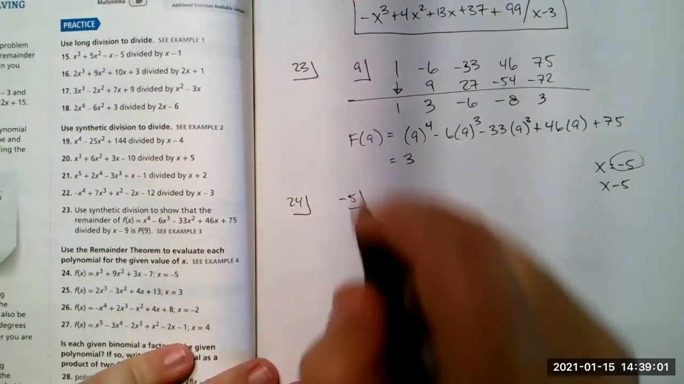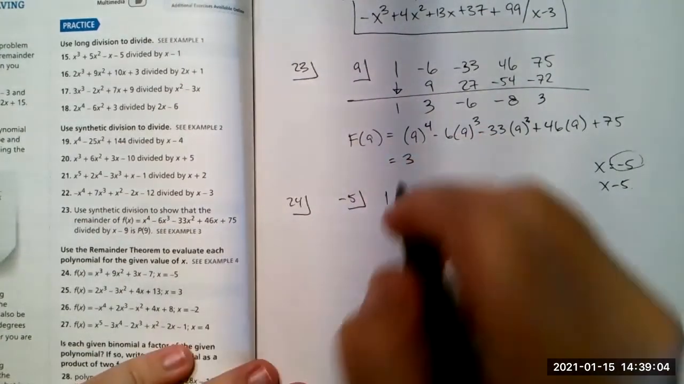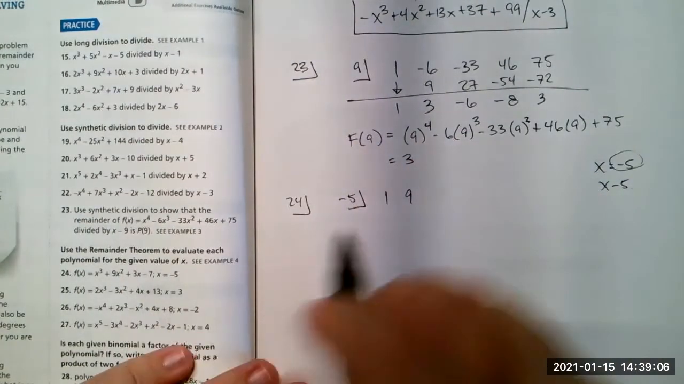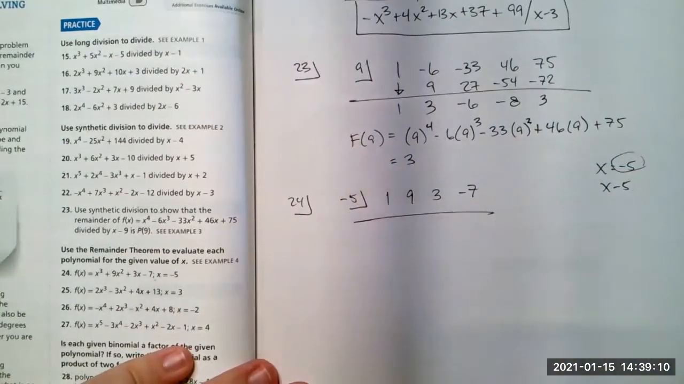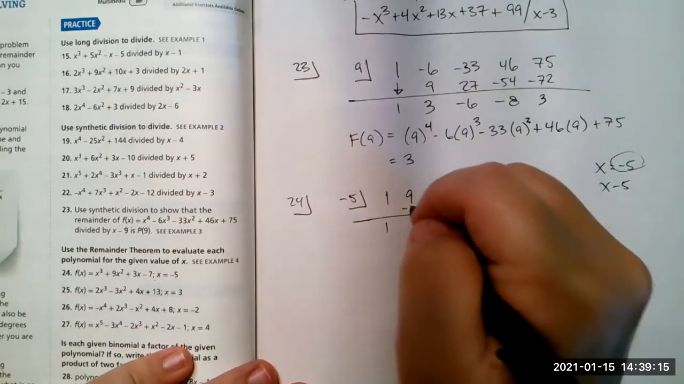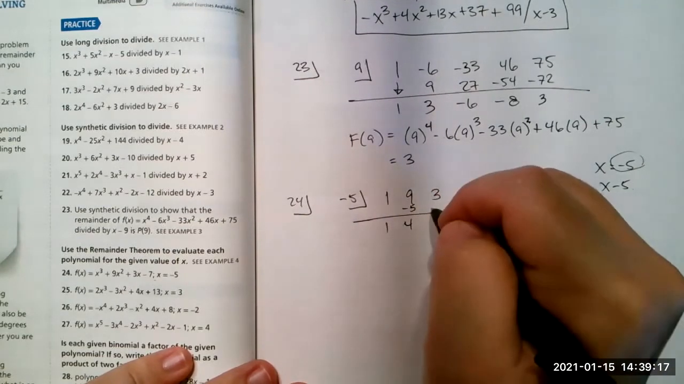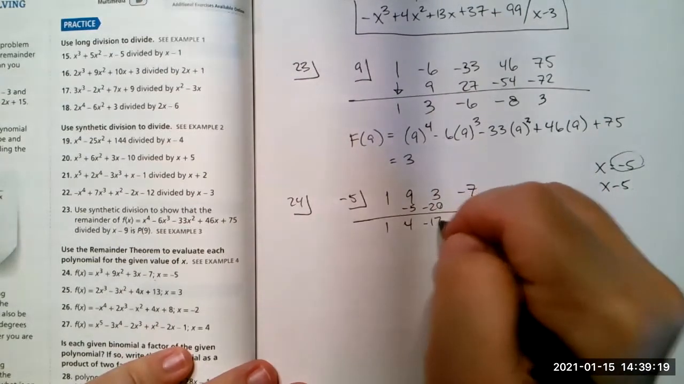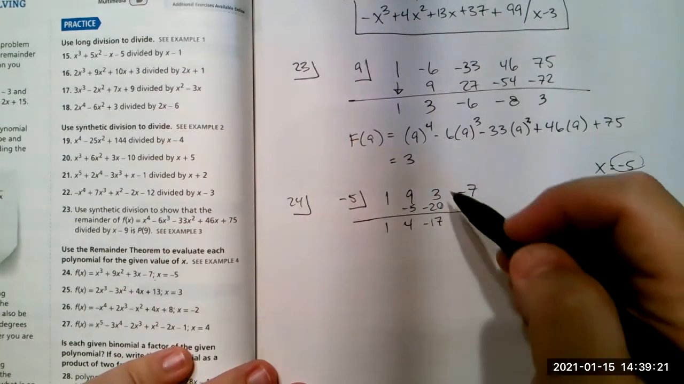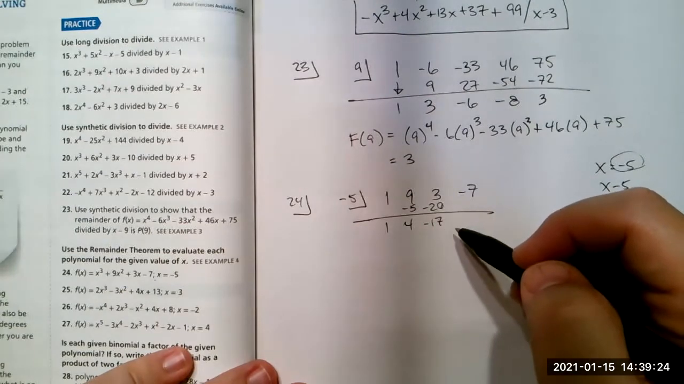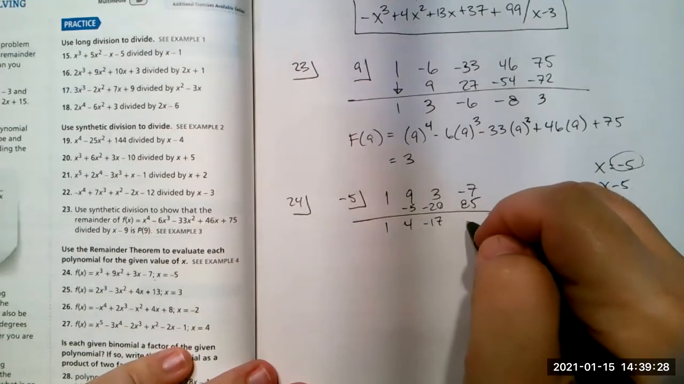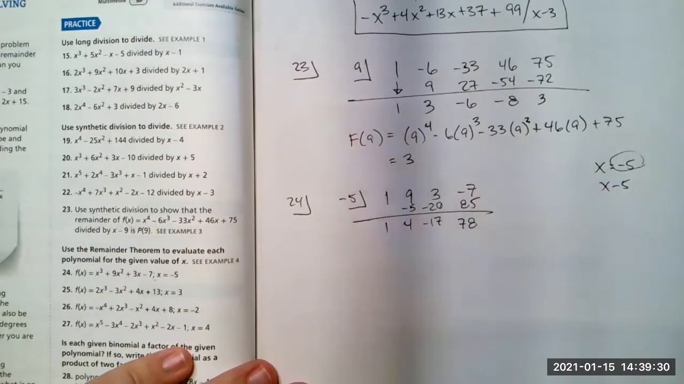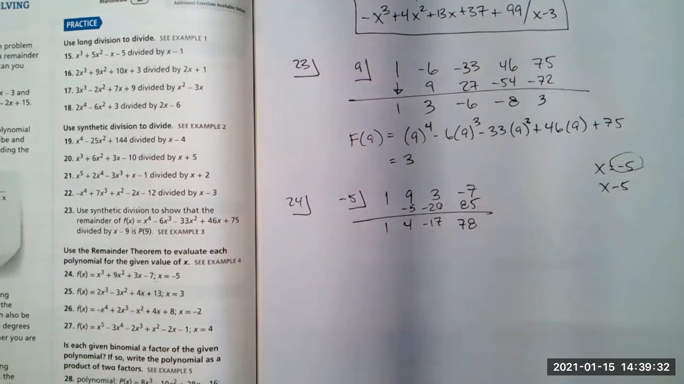This is a cubic, so 1x cubed, 9x squared, 3x minus 7, -7. Synthetic division, drop that leading coefficient down and start multiplying and adding. 50, 35, 85. And if I add, that's 78. So my remainder is going to be 78 there.